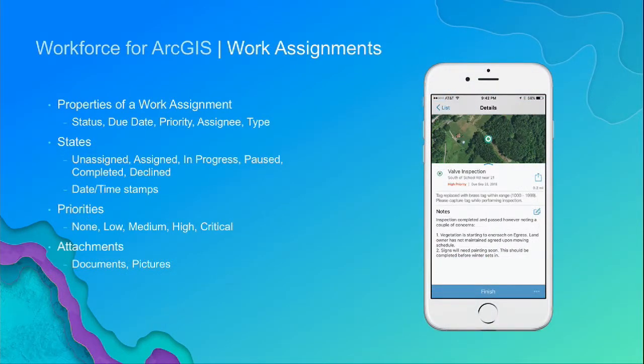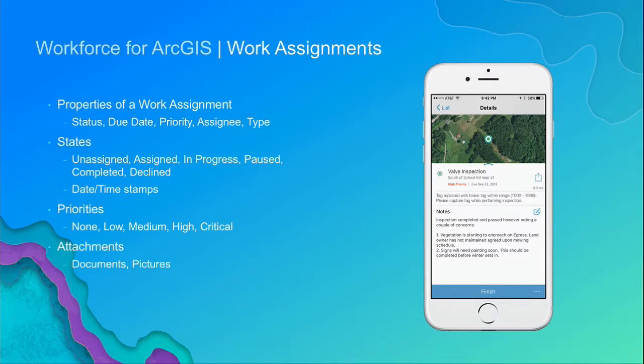So work assignments have different properties. There's a status, a due date, a priority, assignee, the type of work. There's different states. Each assignment has one of these different states. It could be unassigned, so no one's working on that. It could be assigned, someone's assigned, but they're not working on it. It could be in progress, so the mobile worker out in the field is doing something right now related to that assignment. It could be paused. The worker could be working on a different assignment, or on break for lunch, for example. Finally, it can be completed or declined.